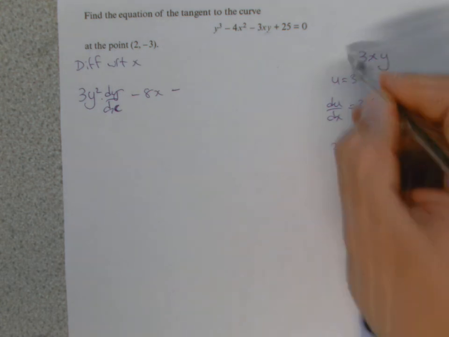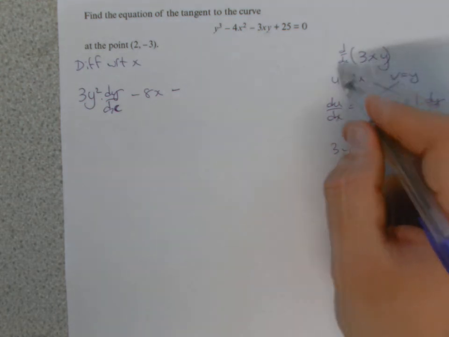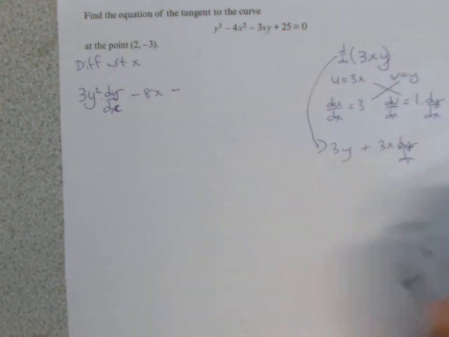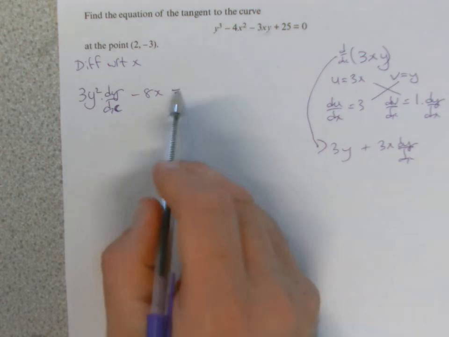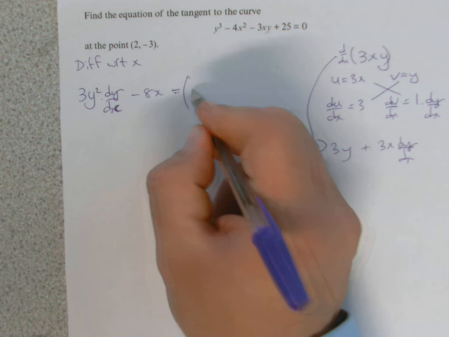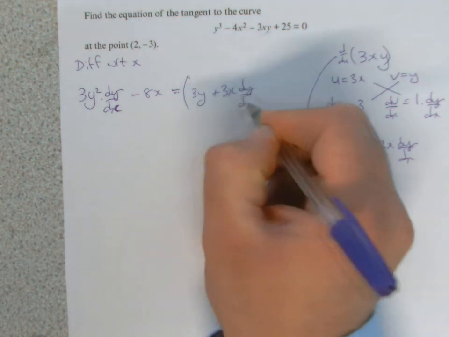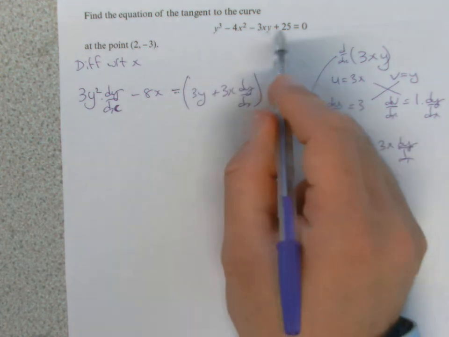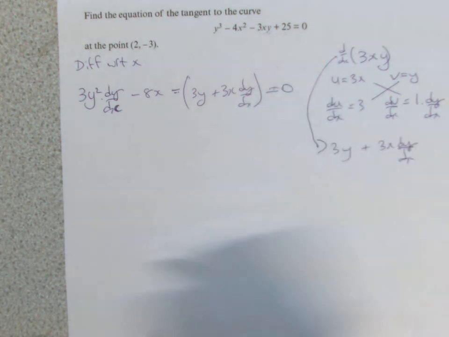Okay, so that's what d by dx is of this. Okay, d by dx of this is this. So I can just chuck that in here. Now, of course, because I'm taking it away, okay, there's a minus there. Take it away, I need to put all of that in a bracket. And then I differentiated that. The 25, of course, differentiate that is just 0. So then that equals 0.